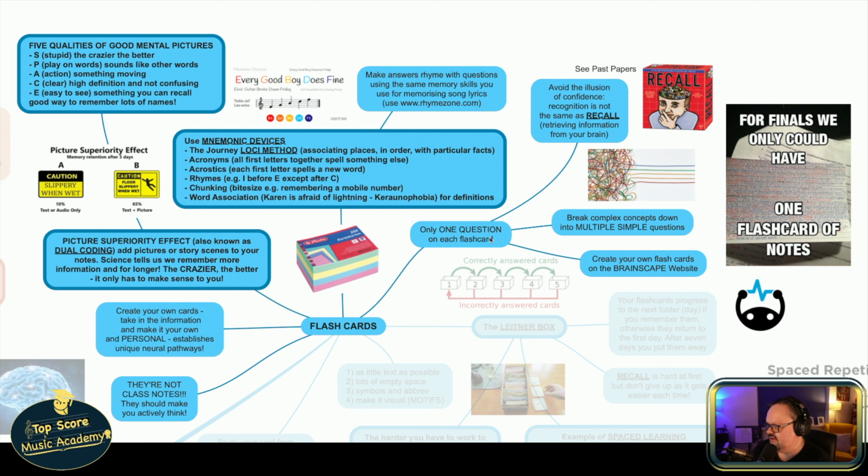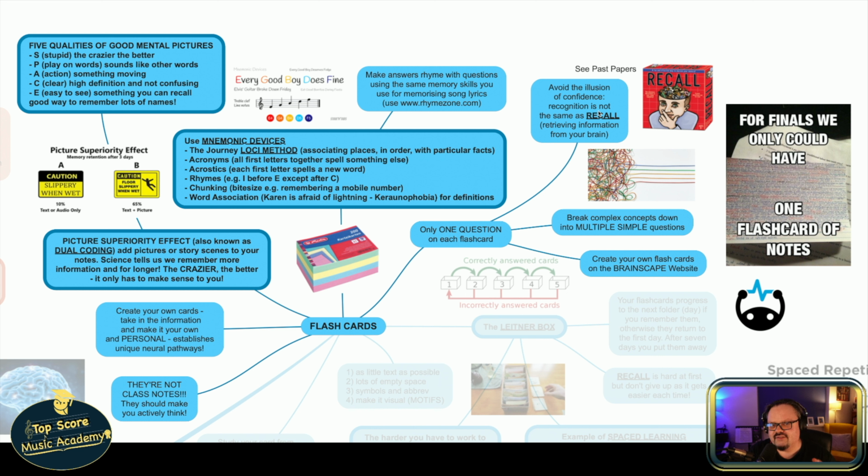Be careful once you've made your flashcards and you start testing yourself. Avoid the illusion of confidence. Recognition is not the same as recall, retrieving information from your brain. The amount of times I've done this where I've picked up my flashcard and asked the question, looked up into space, which is the real revision that you should be doing, looking into the distance somewhere with a glazed look in your eyes thinking, what's the answer? And when you say to yourself, I can't really think of the answer, and you turn it over and see the answer and you go, I did know that. No, you don't actually know it. Recognizing the right answer is not the same as knowing it.